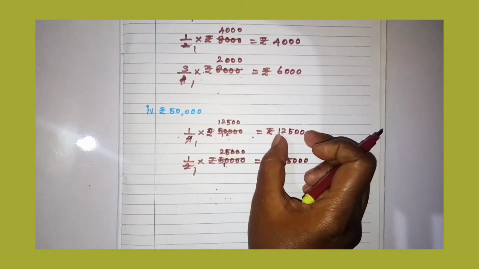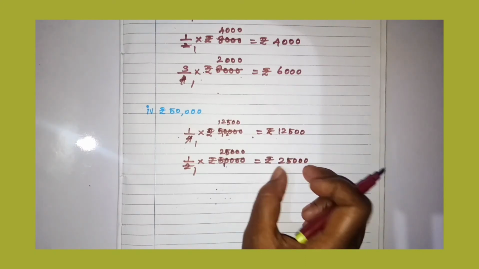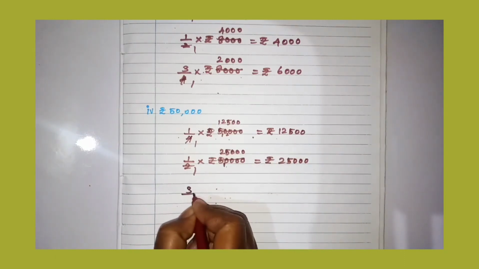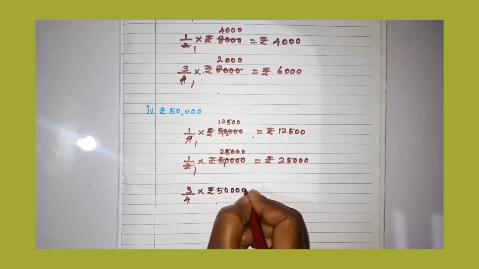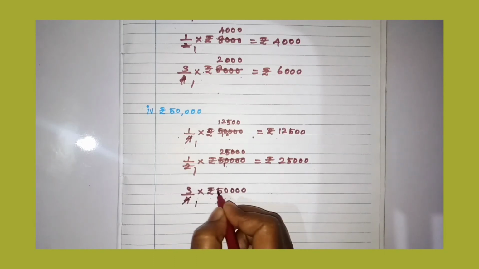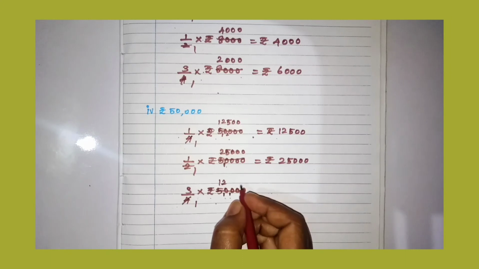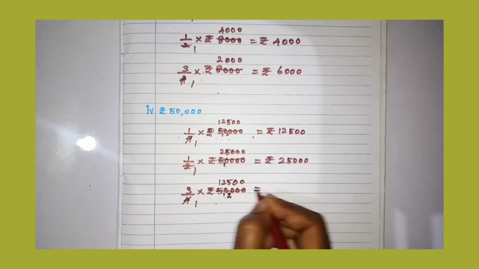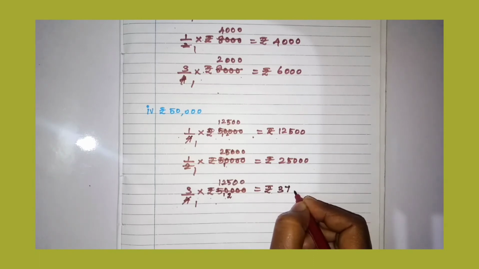So this value 12,500, again we have to add 12,500, means we get 25,000. So 25,000 plus 12,500 means we get the 3/4 value. So 3 by 4 into rupees 50,000. Now cancel the value. 1 4s are 4, 1 4s are 4, carry 1, 2 4s are 8, carry 1, carry 2, 5 4s are 20, adding 2 0. So 12,500 into 3 means we get rupees 37,500.